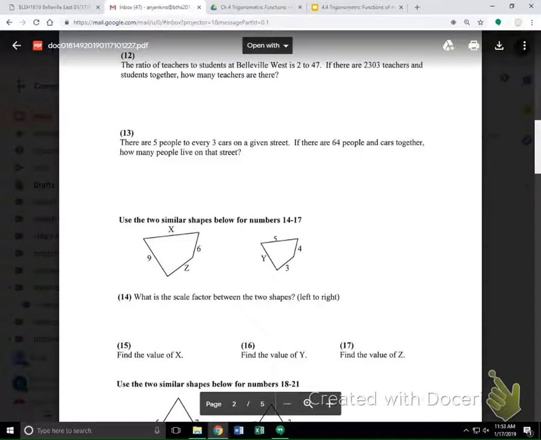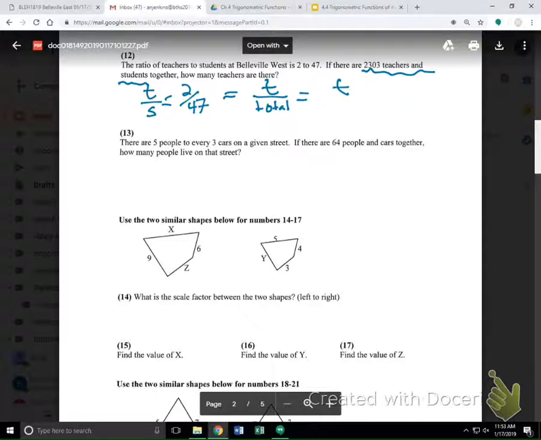We see now we have the ratio of teachers to students at West is 2 to 47. Once again, they tell you that the total number of teachers and students is 2,303. So that again tells us it's total. We want to know how many teachers, so teachers stay on top. Total goes on bottom.